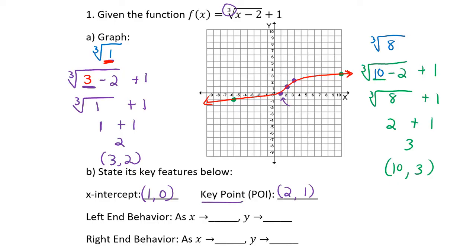In behavior on the left side, so that means as x approaches negative infinity, we want to know what does the y approach. So as we look to the left, you can see the graph is pointing downwards. So it's going to head to negative infinity. If we're talking about the right end behavior, that means we're talking about positive infinity for the x. So we're talking about the right side, and that means you can see how the graph is kind of pointing upwards, so it's going to head to positive infinity.